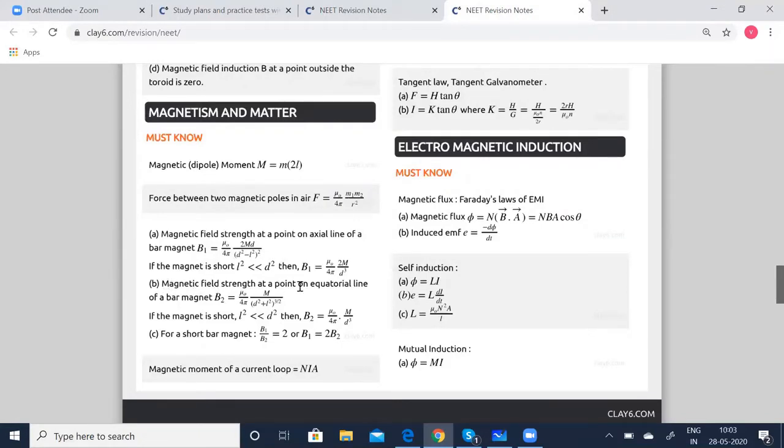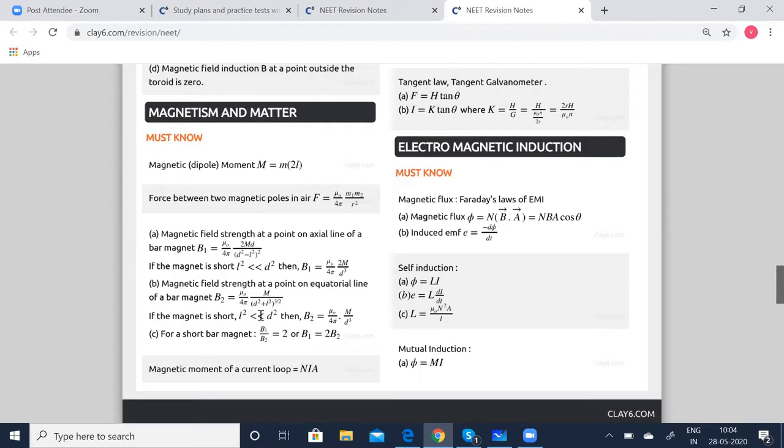Magnetic field strength at a point on the equatorial line of a bar magnet, B2. Equatorial line in the sense it is not along the magnet, but at a point vertically above the magnet, you can say. So that is the equatorial position. So the magnetic field strength is given by mu0 by 4 pi into M by (d squared plus l squared) the whole raised to the power 3 by 2.